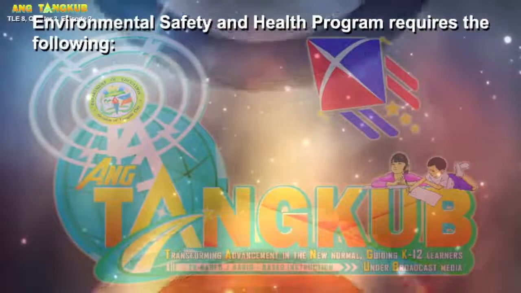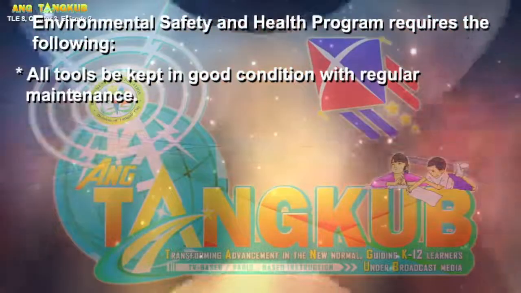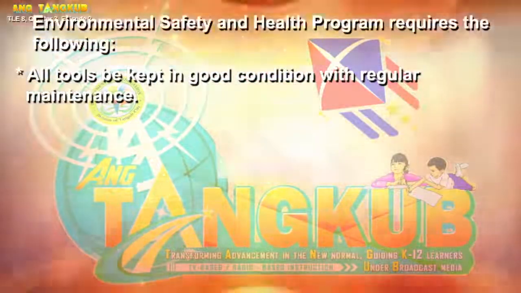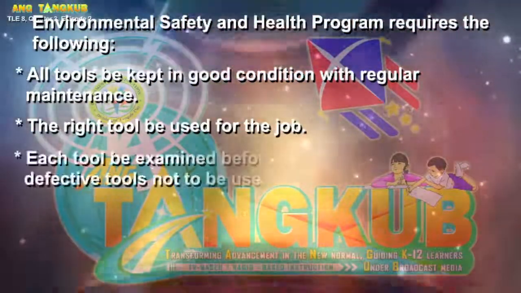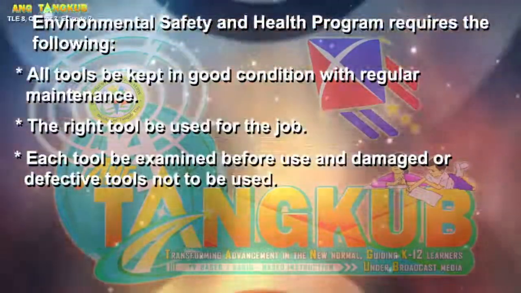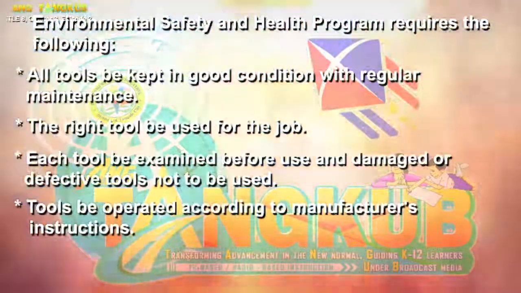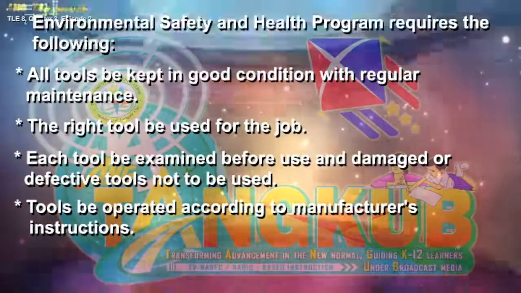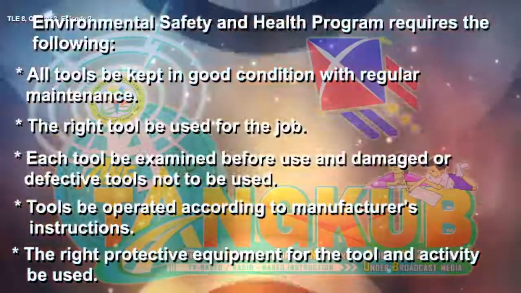Environmental safety and health program requires the following. All tools be kept in good condition with regular maintenance. The right tool be used for the job. Each tool be examined before use and damaged or defective tools not to be used. Tools be operated according to manufacturer's instructions. The right protective equipment for the tool and activity be used.